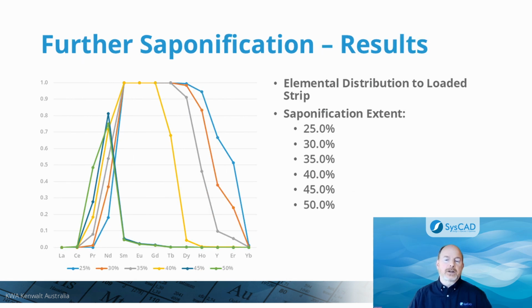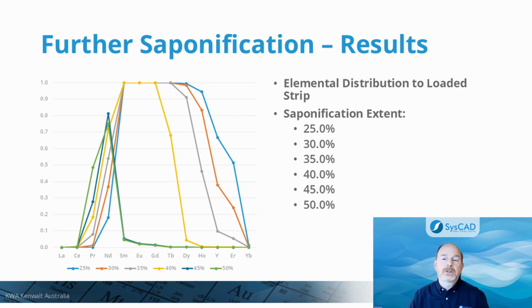As an additional exercise, and because we had previously seen a strong impact of saponification on elemental distribution, we explored even higher saponification extents. Previously, we had considered 25, 27.5, and 22.5% saponification. Now we opted for saponification extents ranging from 25% to 50%. The blue plot is the 25% base case.